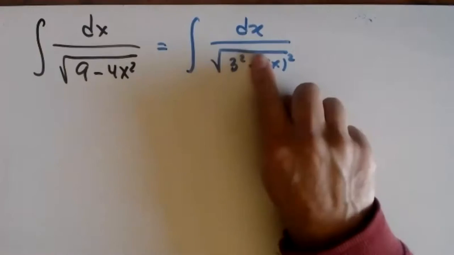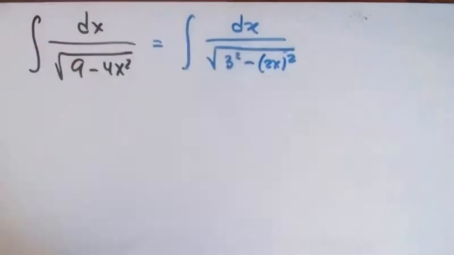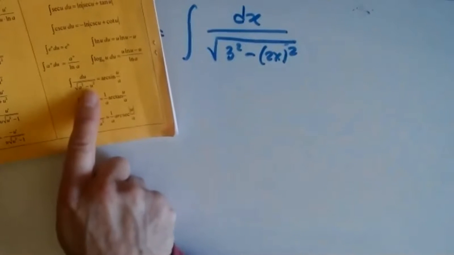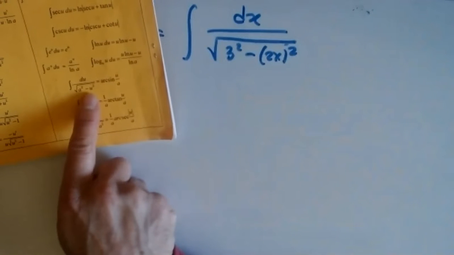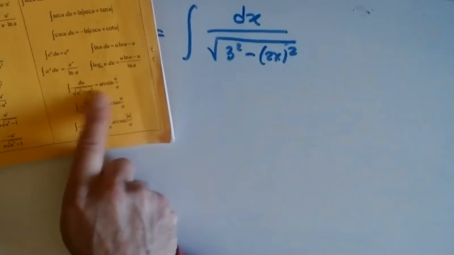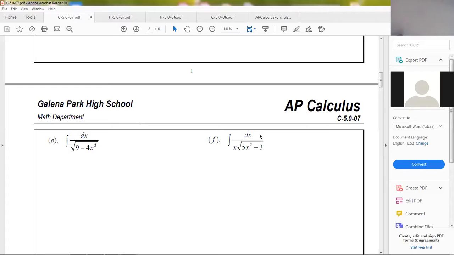Once you have your expression written as the difference of 2 squares, then what formula are you going to use? Well, this one right here, you see? The arcsine of u. So it's very simple. You have to put here the u, the a, and this is the solution. For the other problem, this one right here, you have the integral of dx over x square root of 5x squared minus 3.